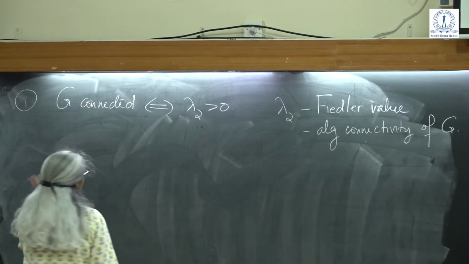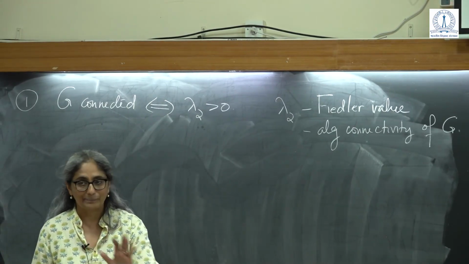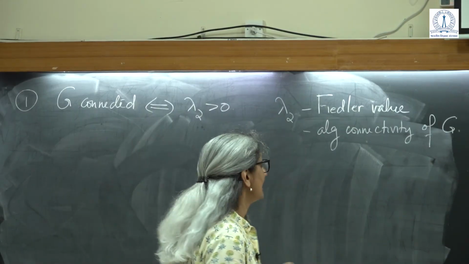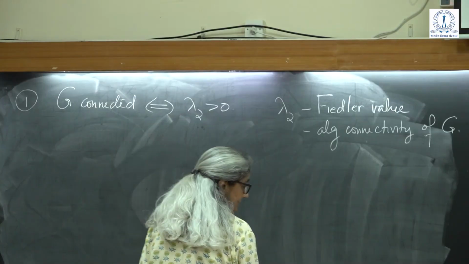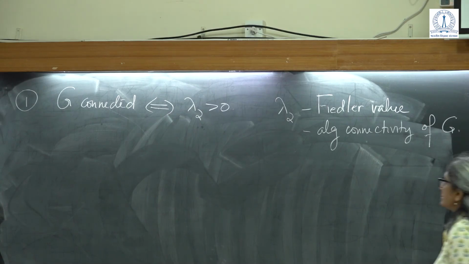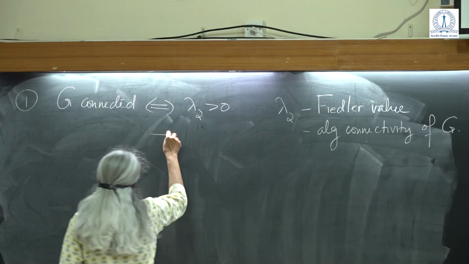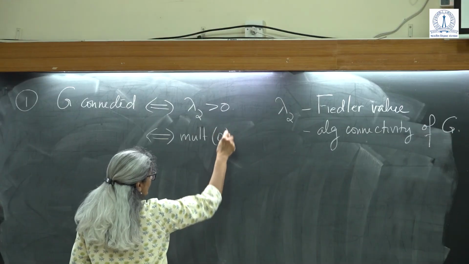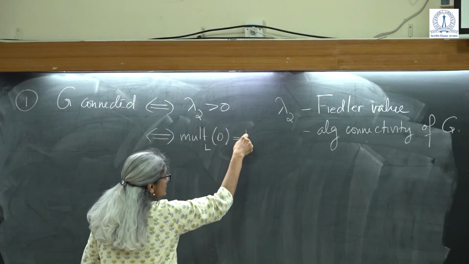Okay, so I think we're going to do this proof together. This is a very easy proof. So let's actually argue that this works. G is connected if and only if lambda 2 is positive. All right, so what do we really have to show? We have to show that the multiplicity of 0 is 1. Do you agree? So lambda 2 being positive is the same thing as saying that the multiplicity of the 0 eigenvalue inside L is 1, right?